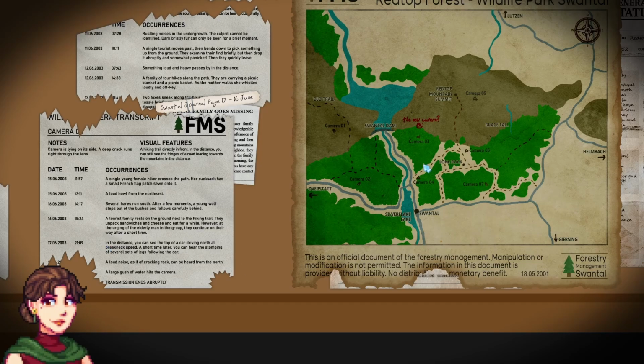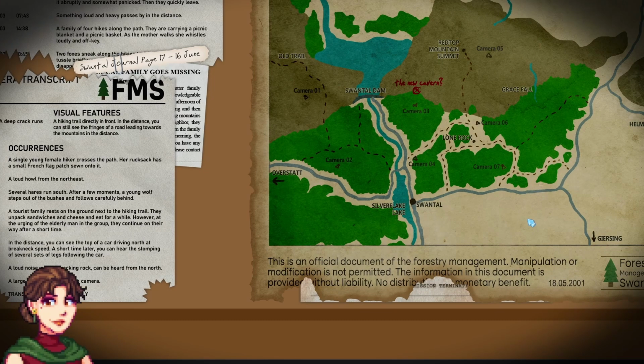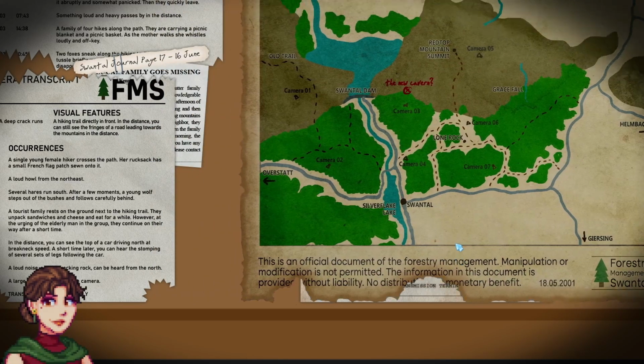Okay, but so these ones are roads. Okay, that makes a bit more sense. So, in the distance, you can see the top of a car driving north at next speed. North at next speed. Which camera? I mean, there's camera 3, but that wouldn't make sense. Ah, maybe 7.